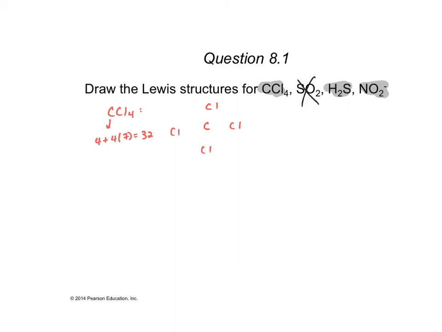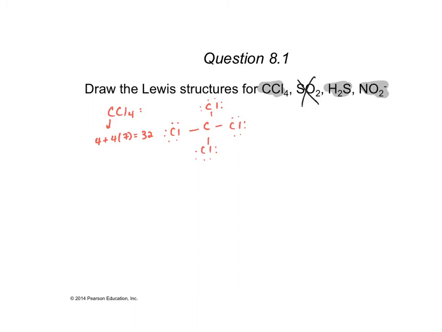Chlorine, chlorine, chlorine. Make single bonds, fill in the outer octets. When I do that, how many do I get rid of for electrons? 32, right? So there's no more electrons to put on carbon, so then how many lone pairs does carbon have? 0, okay? Okay, so we're skipping SO2.